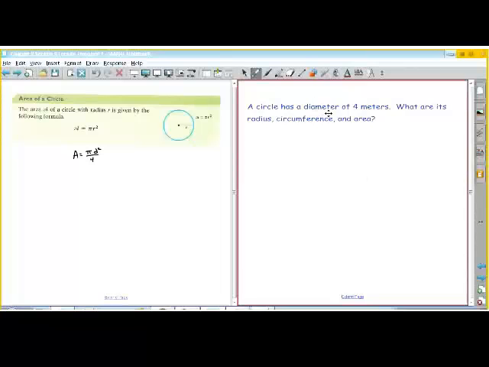So, again, you're given some dimension of the circle, either the diameter or the radius, and they ask you to calculate the other 3 things. In this case, we're given the diameter. So I'm going to say d is equal to 4 meters. The radius is the diameter divided by 2. So that's 4 meters divided by 2, which is 2 meters.